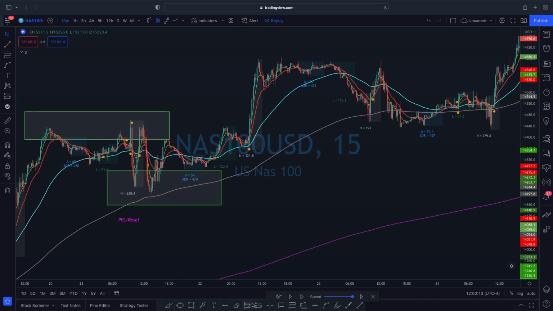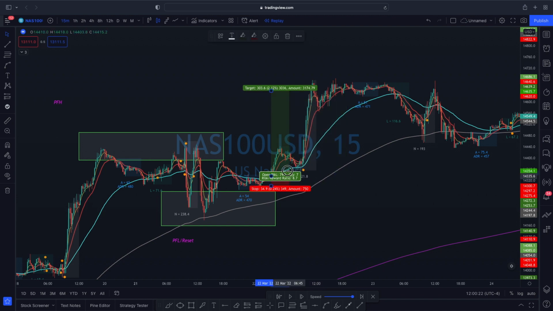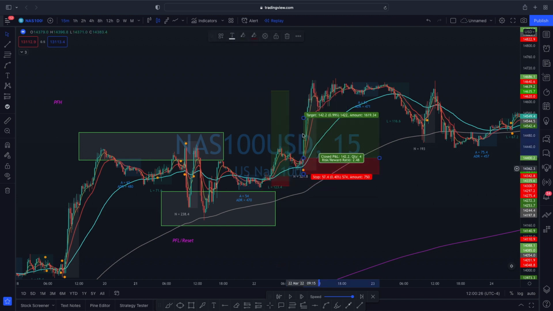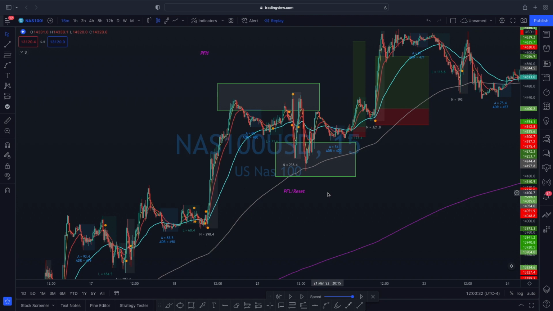This is another setup here. So yes, that's a type 3 right here. You can definitely, this is a continuation trade in the U.S. session also. Right there. So if you want to trade the NAS100, you can trade the NAS100 using this strategy.